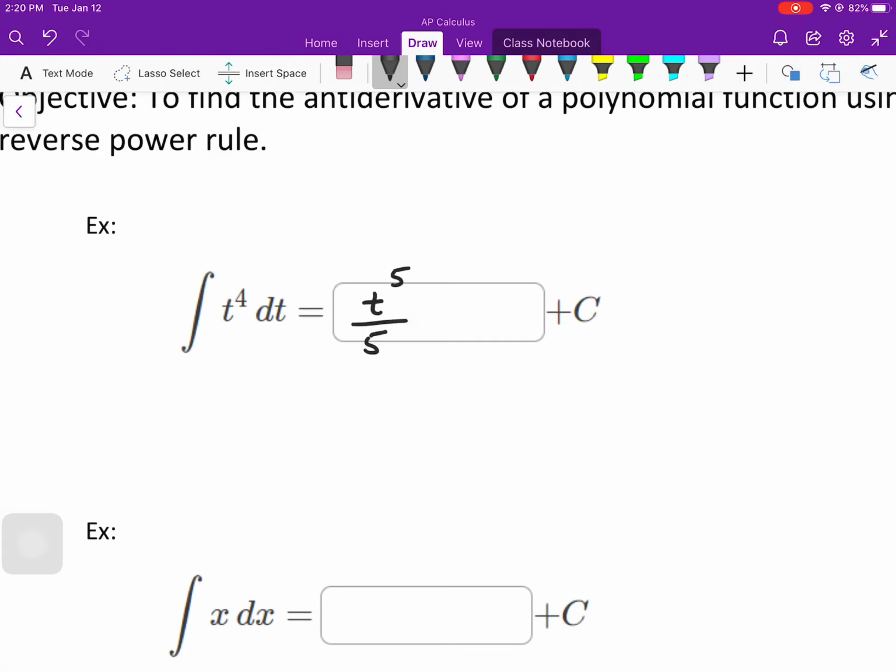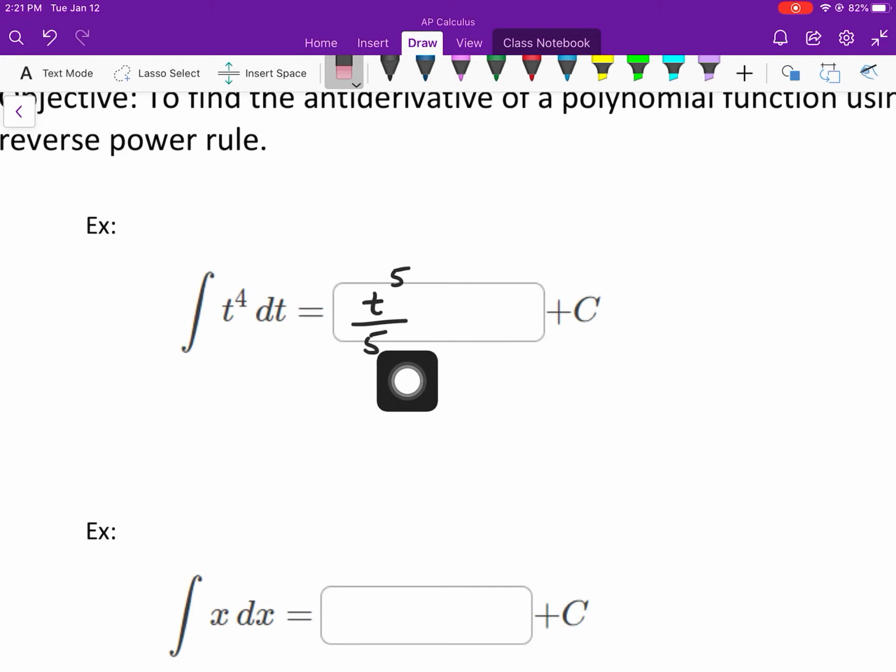Why would we divide by the current exponent? Well, if we wanted to take the derivative of this, it should go back to t to the 4th. So if you take the derivative, bring down the 5, take away 1, and then the 5 cancels out with the division by 5, leaving us with just t to the 4th, which is what we want. So that's why we're dividing by the exponent.